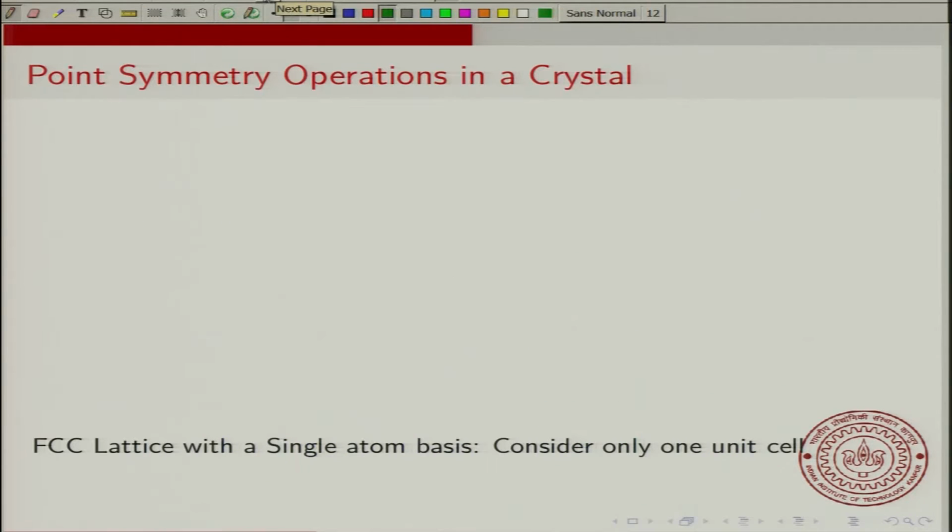So, let's look at point symmetry operations in a crystal, and let me take the example of an FCC lattice with a single atom basis. Let me emphasize that we are just considering a single unit cell, which is cubic in shape. We are looking at what symmetry operations will take this cube, with atoms at the corners and atoms at the face centers, and leave it unchanged.